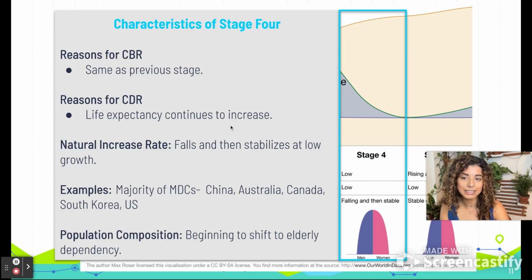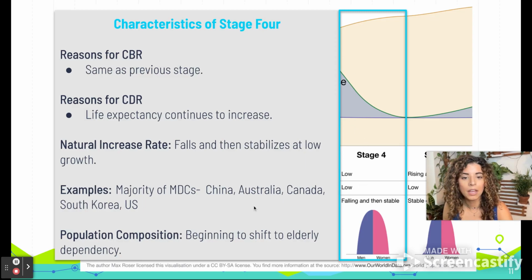So life expectancy continues to increase. So people are living longer now. Rate of natural increase is then falling and then stabilizes at low growth. So that rate of natural increase, it's still increasing, but then by the end of the stage, it's stable. So the majority of more developed countries are in stage 4. China's more at the beginning of stage 4.